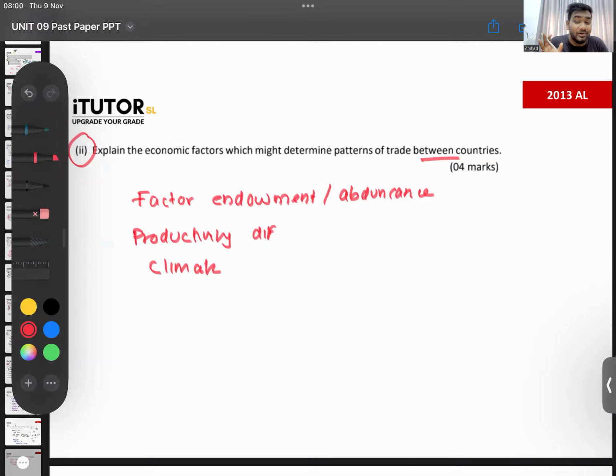Same thing, Lamai, I told you. They can ask the same thing in different ways. The answer is the same, but they ask the question in different ways. So what are the other factors that you can give? You can talk about consumer tastes and preferences, goodwill, government policies, the same stuff that we wrote there, you can put in over here. Is that okay?